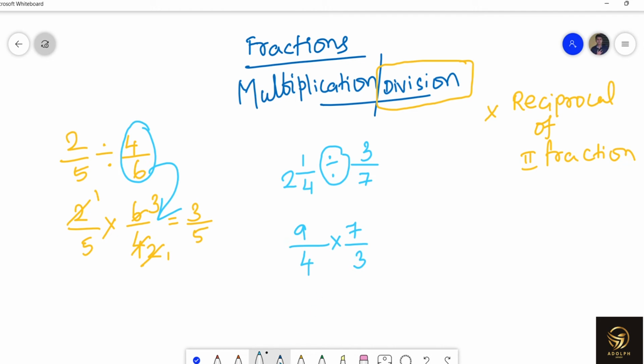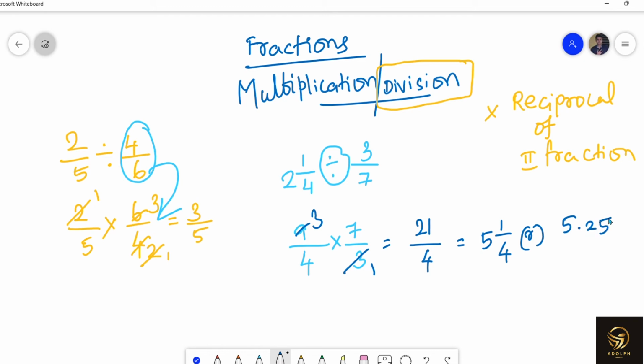3 and 9 have common factors. So 1 3s are 3, 3 3s are 9. And if you multiply numerator and numerator, 3 into 7, it is 21. 4 into 1, it is 4. So 21 by 4 is the answer we are getting. We can write it as 5 1 by 4, or in decimal form as 5.25. So keep it in your mind that there is no need for only this 9 and this 3 to be simplified.